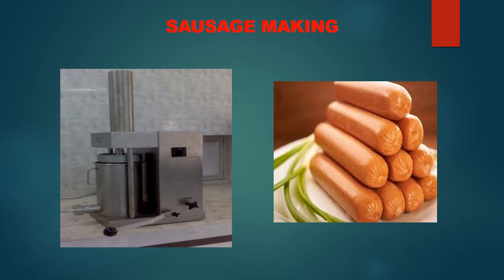Now we will show you the important machines for sausage making. Sausage is one of the very common and popular meat products in Western countries, and it is gaining momentum in India also, becoming very popular. In sausage making, first we need a mincer and bowl chopper to make the batter. After that we need the stuffing machine or sausage filler. We are going to see two different machines for sausage filling here.